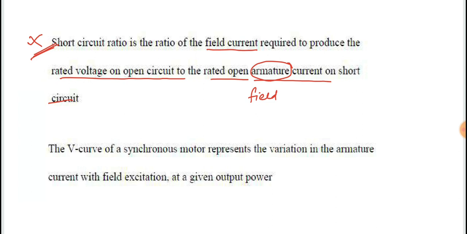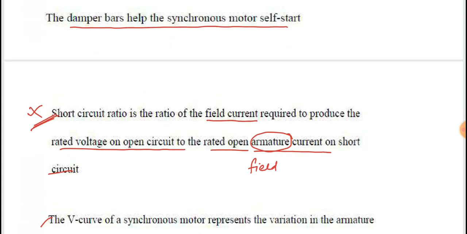So next one, the V curves of the synchronous motor represent the variation in the armature current with respect to field excitation at a given output power. So this is also a correct statement. So what is the false statement? What is the correct statement here? Here, instead of armature, if it is a field, this one also is correct, but the given armature is a wrong statement here. So this is the wrong statement that we need to identify in the question.